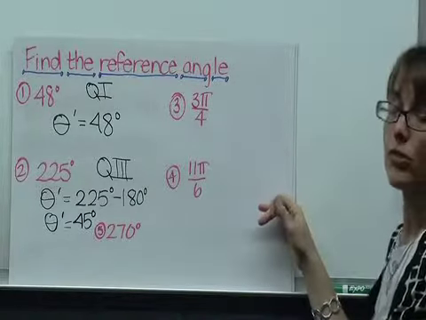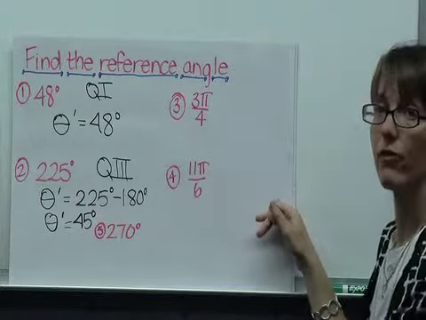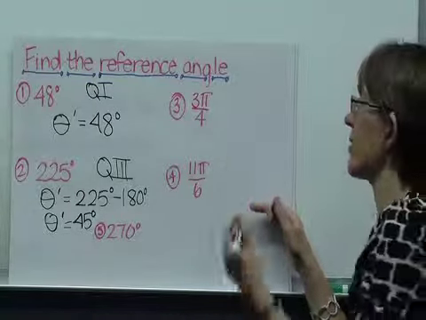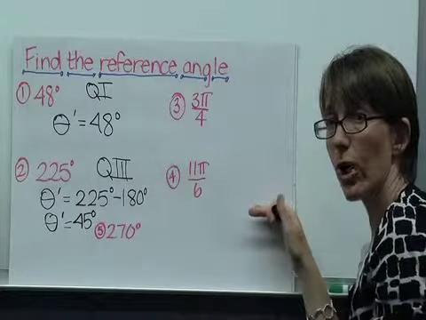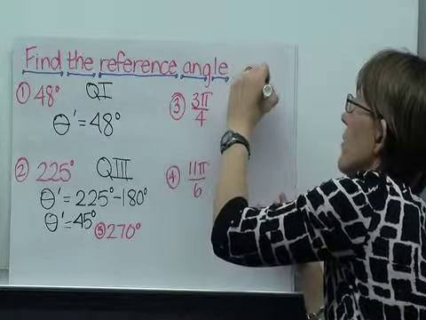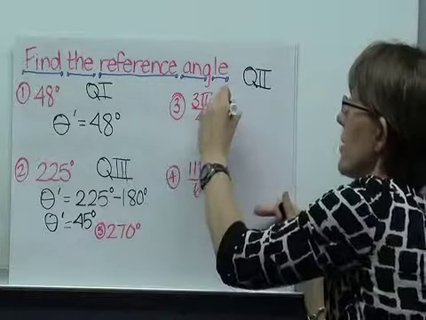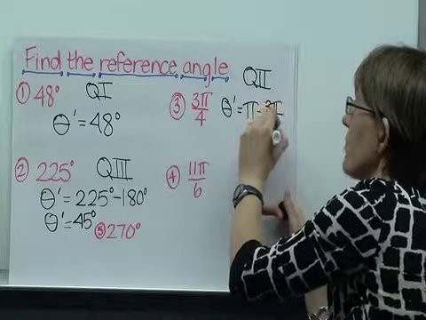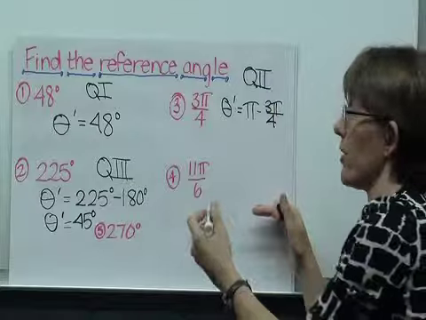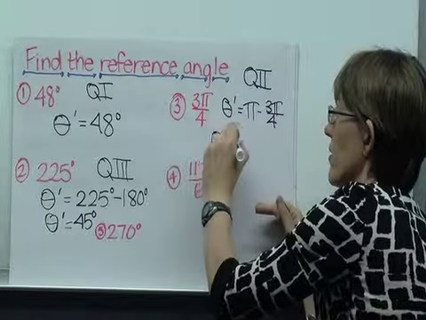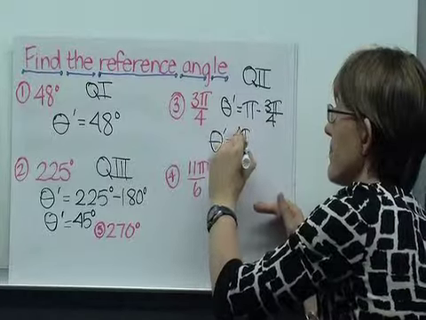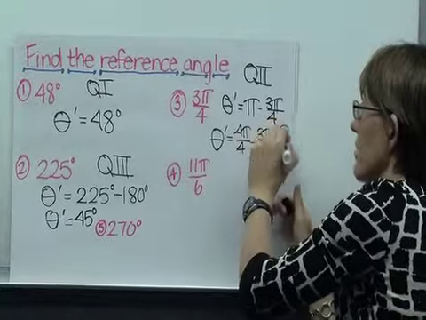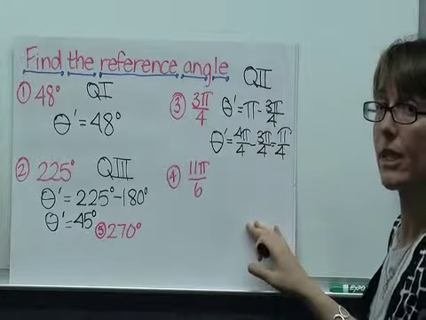In my third example, I've switched over to radians. And I did this because I know everybody loves working in radian measure, especially when fractions end up being involved, as they are here. This angle, 3 pi over 4, is in quadrant 2. So what I'm going to do is subtract pi minus 3 pi over 4 to find my reference angle theta prime. Pi is the same as 4 pi over 4. If I subtract 3 pi over 4 from that, I get that my reference angle theta prime is pi over 4.